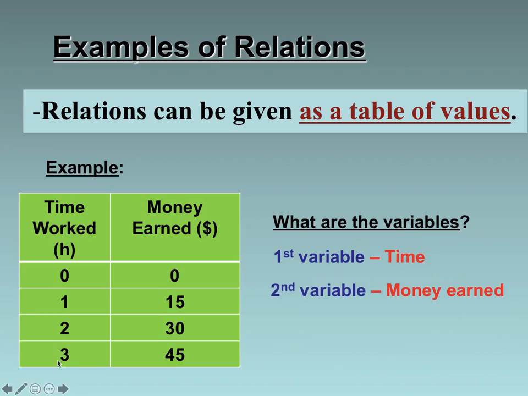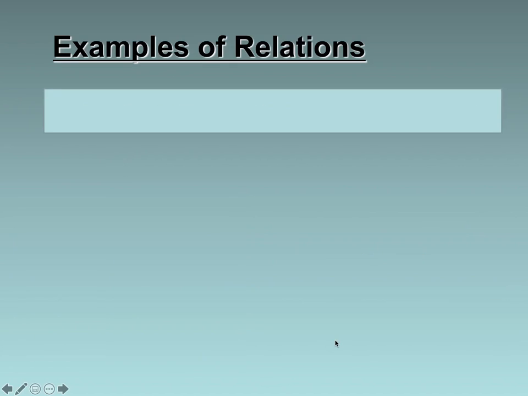And we don't have a set value that we know for sure. We don't know how long whoever this is worked, but we know that if they were to work 0 hours, the amount of money they would earn would be 0. If they were to work 1 hour, then the amount of money they would earn would be $15. So it is a relation that as this number goes up, this number is going up by a set amount.